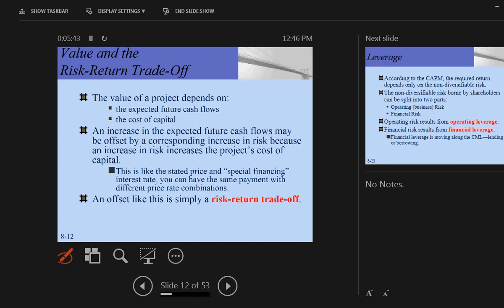So it's important to notice that projects with larger future expected cash flows are not necessarily more valuable, because you can always say there is typically greater risk associated with greater payoff. So if you see a project that has larger expected future cash flows, you can also imagine that there's larger risk associated with that project. So it's important to realize that there exists this offsetting impact that could actually wipe out the positive impact of increased future cash flows.